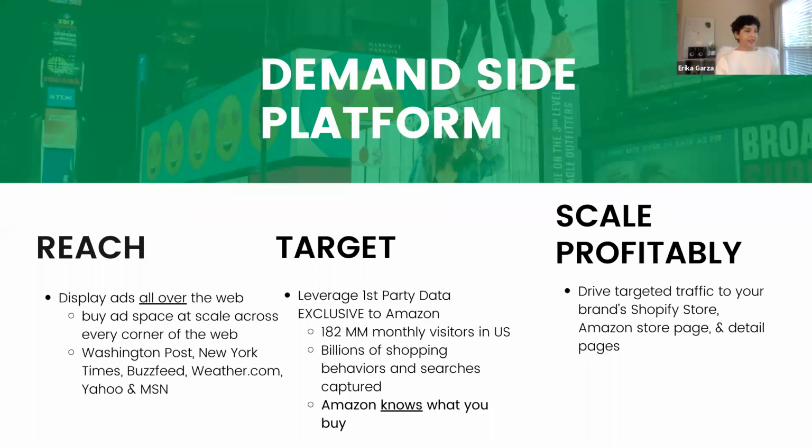And just as an example, a couple placements would be Washington Post, BuzzFeed performs very well, New York Times, the Weather Channel actually converts very high, and Yahoo and MSN. So just to kind of start thinking big, these are the different placements that you can get into. As far as targeting, the way that we increase your reach and do it scalable and we're smart with it is the first party data.